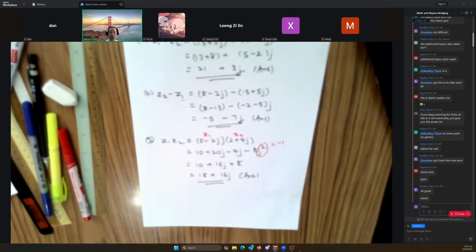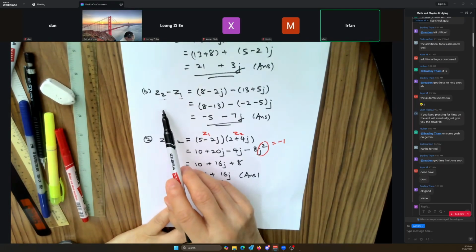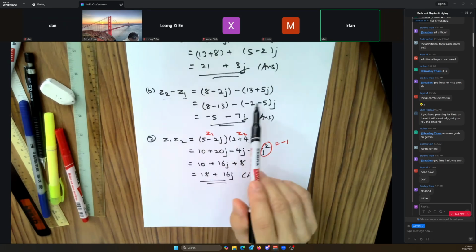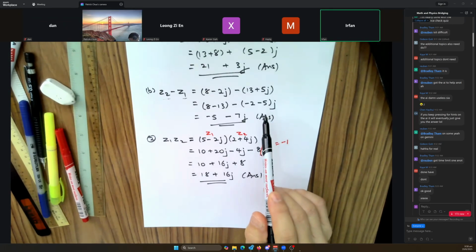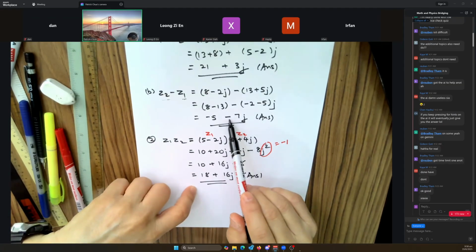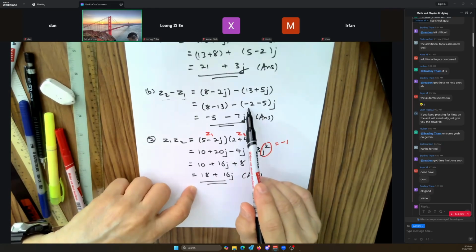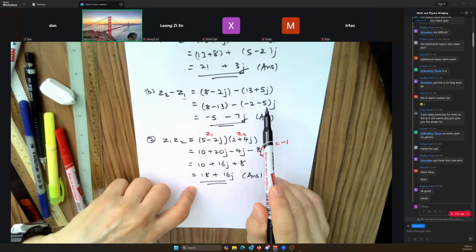Okay, back again. Any question? Yeah, how do you do the expansion? Shouldn't it be plus 7 instead of minus 7j? For part B, for the expansion part. Should it be positive 7 instead of negative 7? This minus 7j comes from here, minus 2 minus 5.